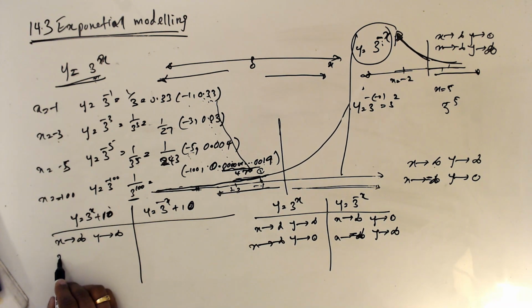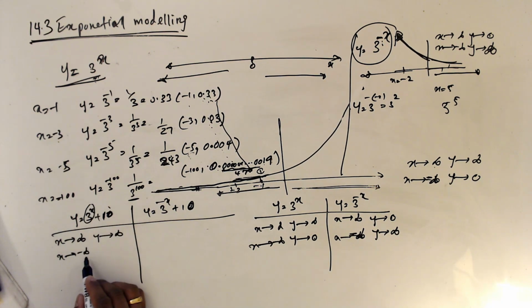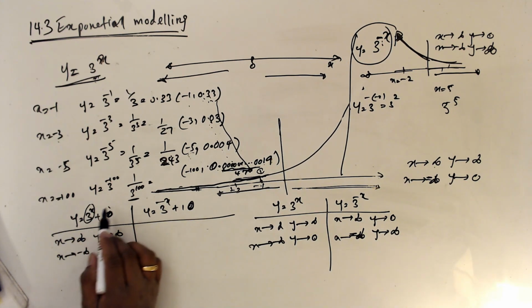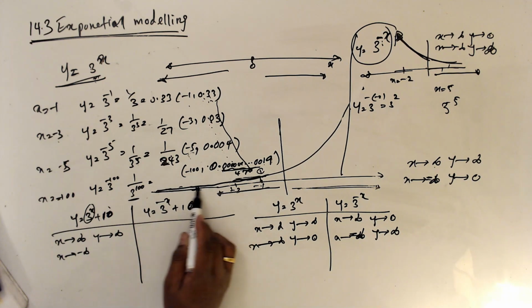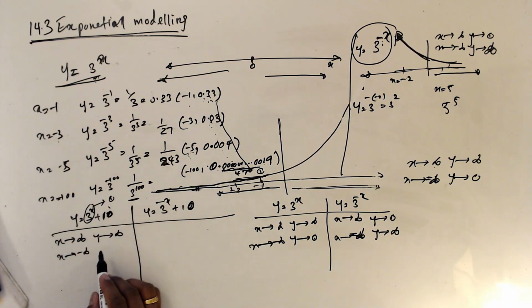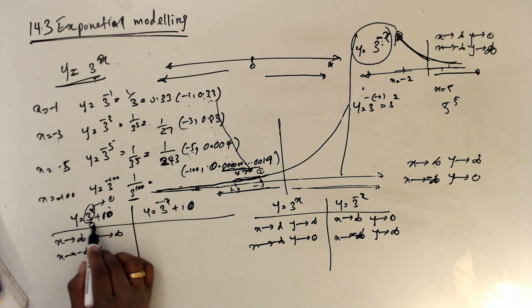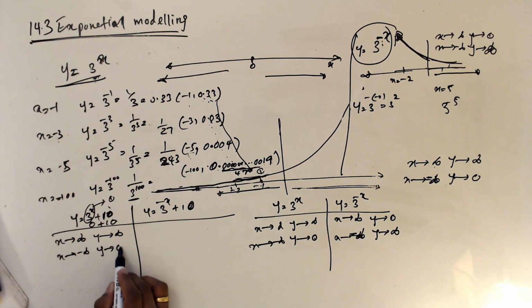But when x goes to negative infinity, this part becomes 0, because we simply found out that in 3^x, when x goes to negative infinity, this 3^x goes to 0. Then this 3^x goes to 0 and it ends up with 10. Then it has a good value. So y goes to 0 plus 10, which is 10.